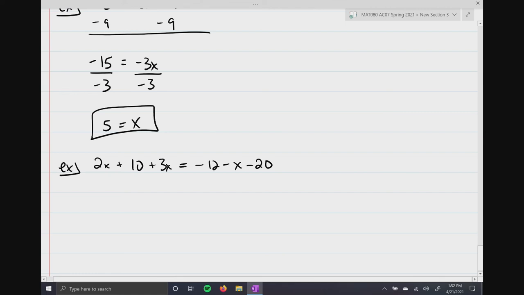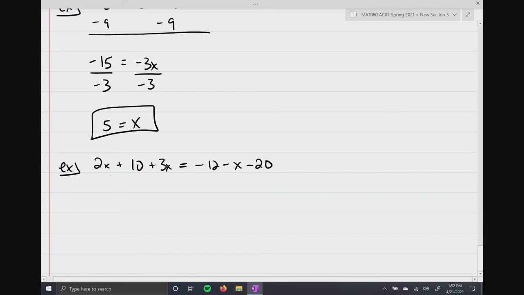So we have 2x plus 10 plus 3x equals negative 12 minus x minus 20. So let's go ahead and look at this one together. Step 1, I don't see fractions. Good. Step 2, I don't see parentheses. Good. Step 3, can I combine any like terms on the left?